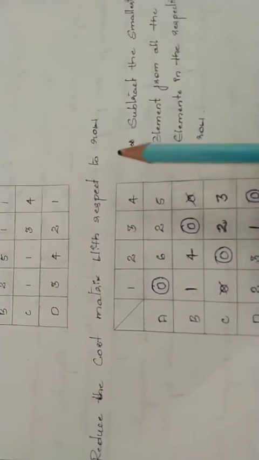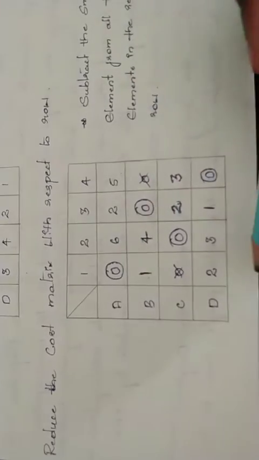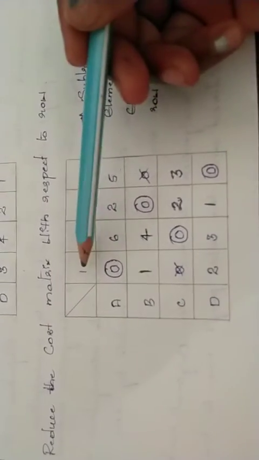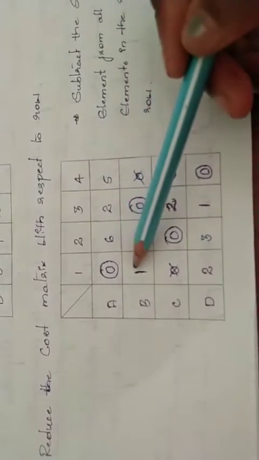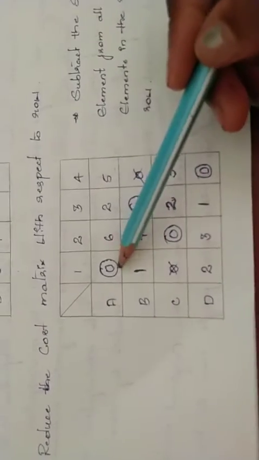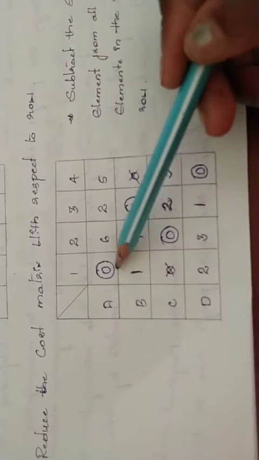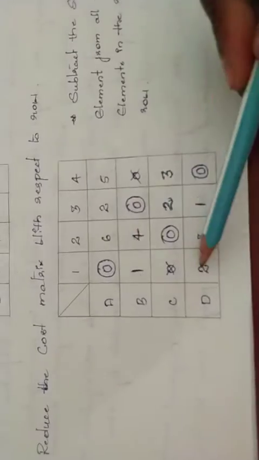Once you reduce the matrix with respect to rows, the next step is the reduction of the matrix with respect to columns. In each column, identify the minimum value and subtract it from all the elements. If you look at this column, the minimum value is 0. If you subtract this from all the remaining elements, the values will remain the same. That is 0 minus 0 is 0, 1 minus 0 is 1, 0 minus 0 is 0, 2 minus 0 is 2.